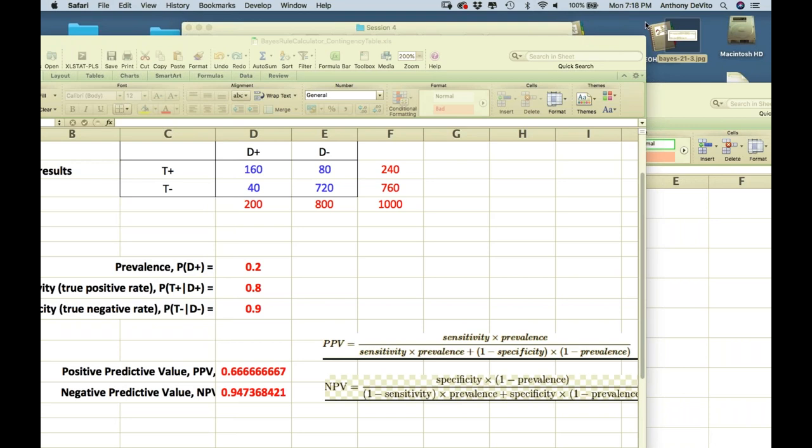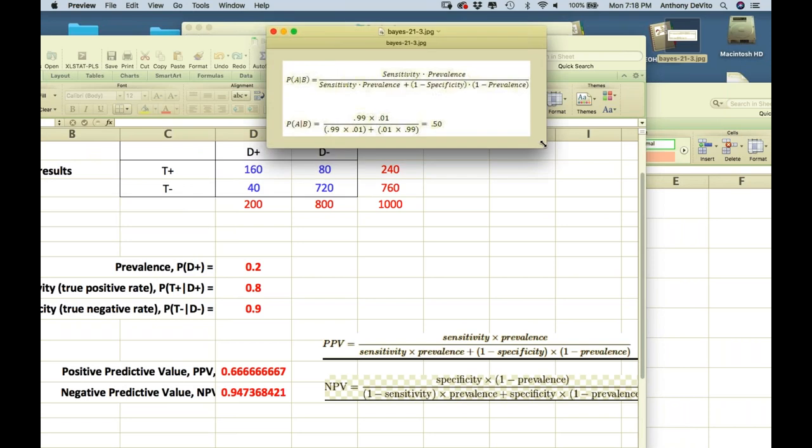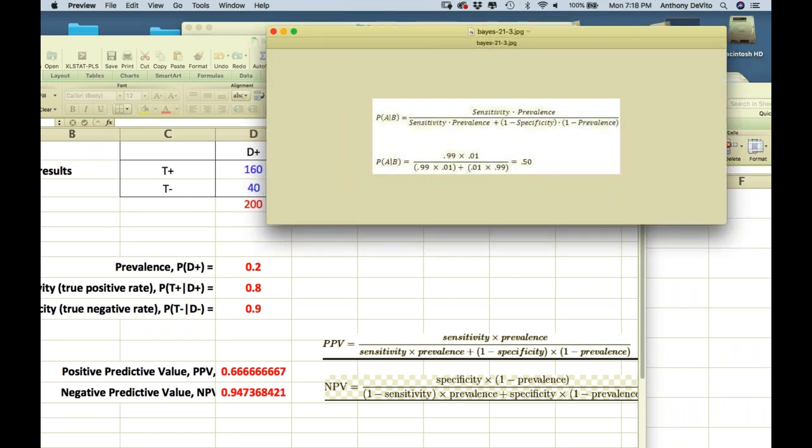Okay, I'm going to open that up so we can see it. Probability of A given B has occurred: the probability that you have the disease given that you've tested positive, right? So what is A? A is that you have the disease. B is that you test positive. So A is disease, B is the result of the test.